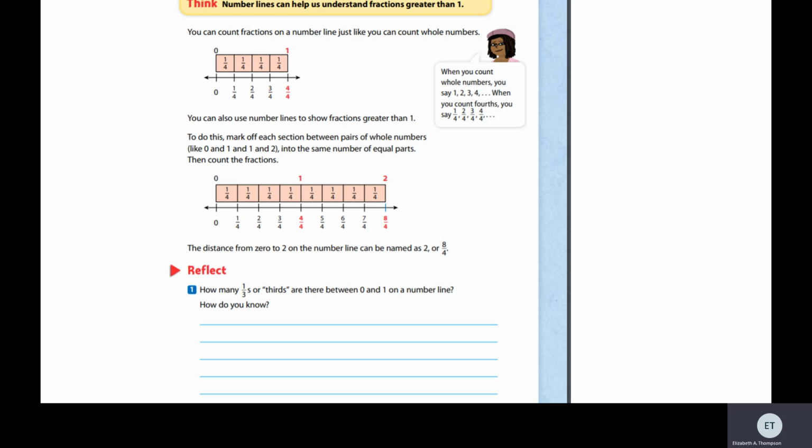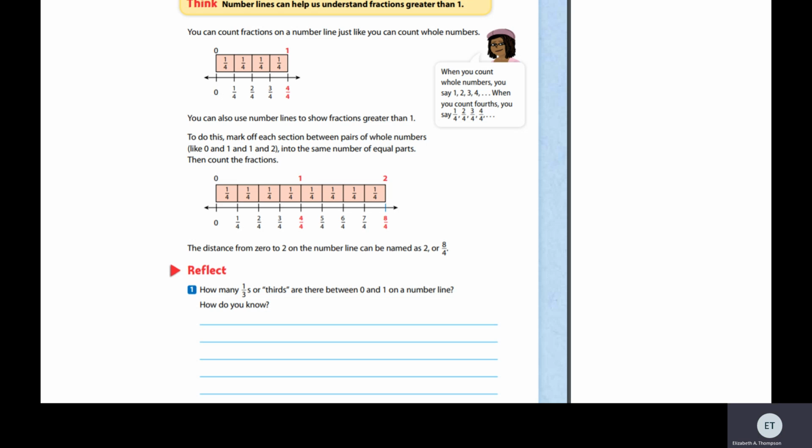Now, number lines can help us understand fractions that are greater than 1. You can count fractions on a number line just like you can count whole numbers. When you're counting whole numbers, you say 1, 2, 3, 4. When you count fourths, you are saying 1/4, 2/4, 3/4, and 4/4. And that is what that number line shows you.